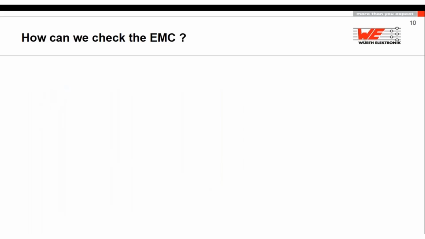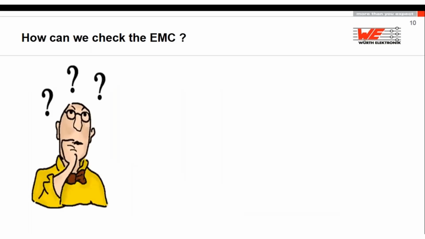Now, how can you check the EMC? This is the most important question as well, because most of the time you think, okay, I have a scope at 250 megahertz, but I have to fulfill a requirement in EMC up to 1 gigahertz. You cannot see a 1 gigahertz signal with a 250 megahertz bandwidth scope. So you have to put at least some money for investment in the scope.